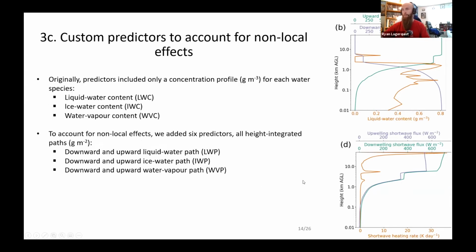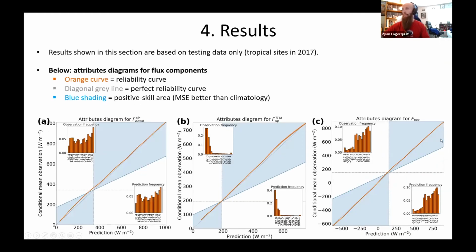So in addition to concentration profiles for the 3 water species, we added 6 more predictors, which are height integrated paths: downward and upward integrated liquid water path, ice water path, and water vapor path. We found that that was necessary to really get the heating rate profile correct in these cases with multi-layer cloud.